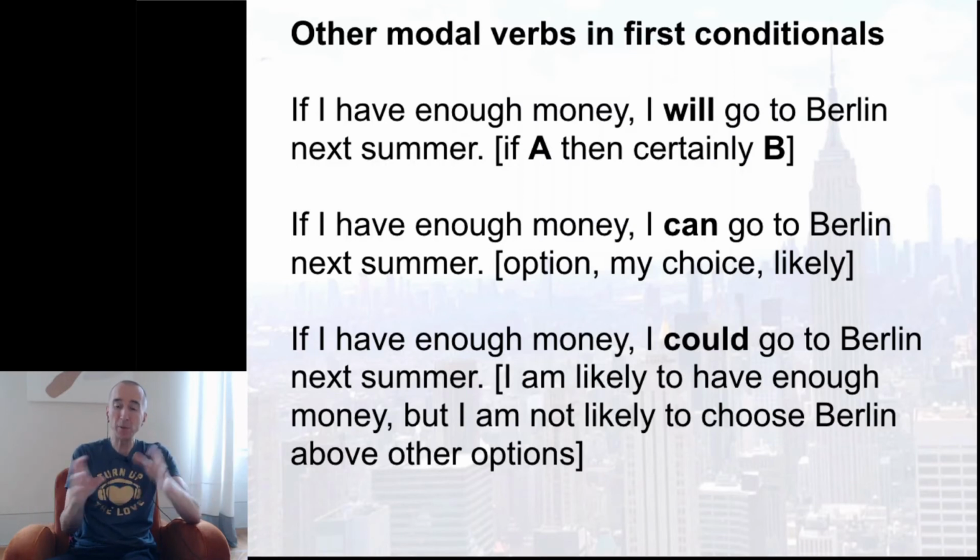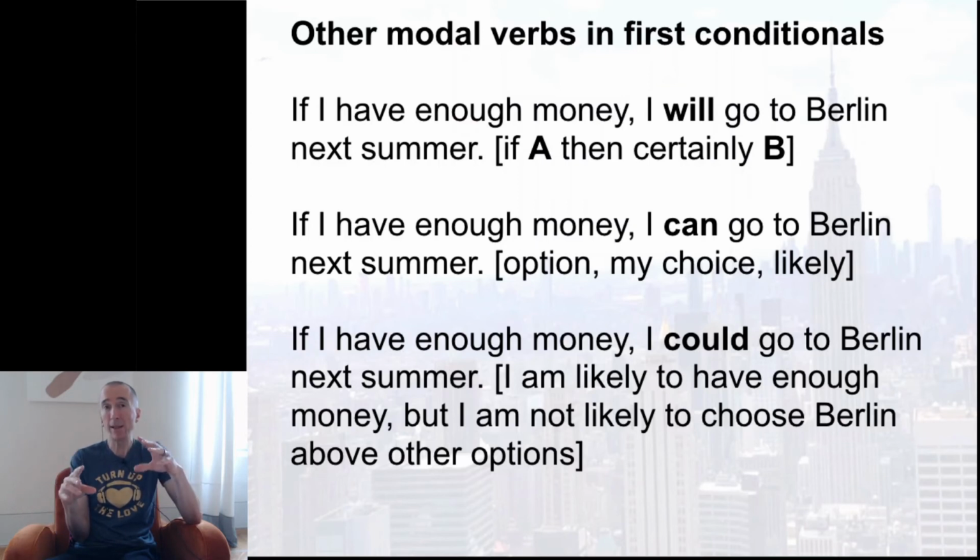If I have enough money, same beginning, I can go to Berlin next summer. In this case, can indicates that it's an option. It's my choice, I get to decide, and it's likely, it's probable. Let's look at that in contrast to the next one. If I have enough money, I could go to Berlin next summer.